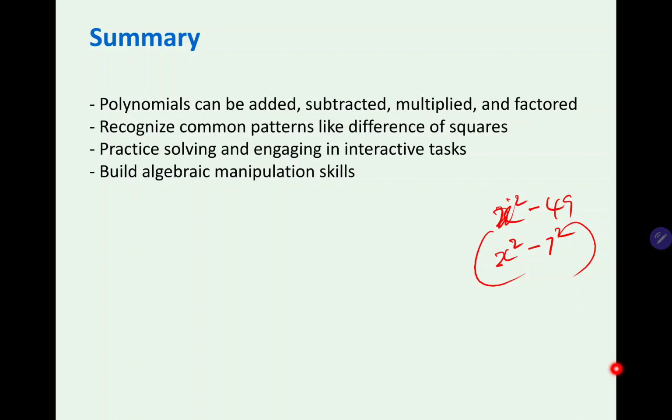Then build algebraic manipulation skills. Okay, try to learn how to use algebraic expressions, be conversant with different polynomials and algebraic expressions.